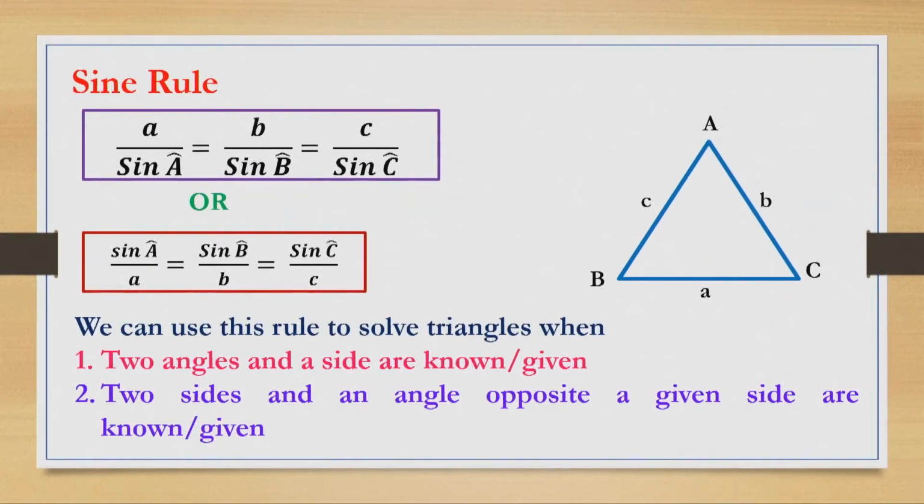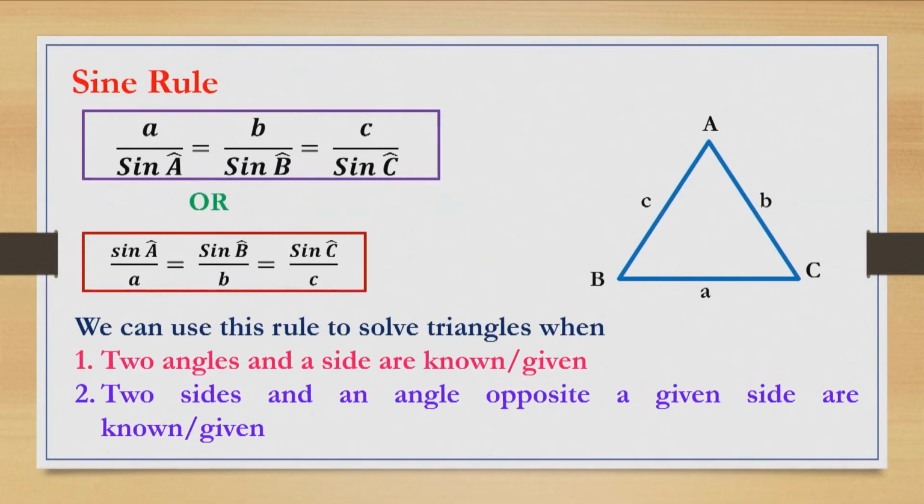We can use the sine rule in two different cases. Firstly, when two angles and one side are known. Secondly, when two sides and an angle opposite to the given side are known.